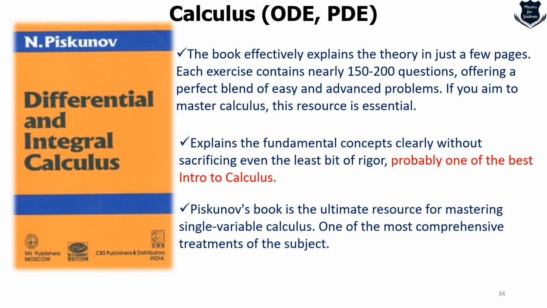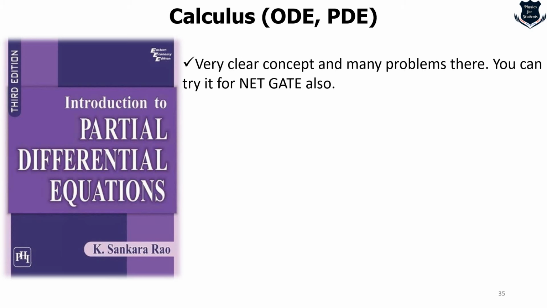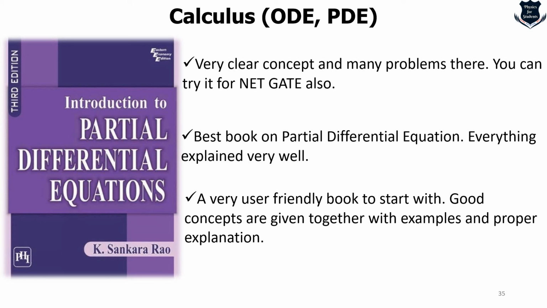Now, from Piskunov and from Sylvanus Thompson, as well as from the Thomas Calculus, we come back to one great book by an Indian author, and that is K. Sankara Rao's Introduction to Partial Differential Equations. Why do I consider it good? Because it gives very clear concepts and many problems you can solve. You can even use it for your NET GATE examination. This is one of the best books on partial differential equations, and most importantly, it is very user-friendly, with good concepts given together with clear and easy explanation. Remember, because the video is all about learning the mathematics of general relativity, obviously the stress would be more and more on the PDEs rather than the ODEs.